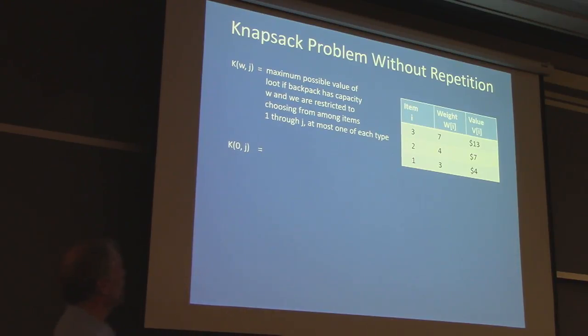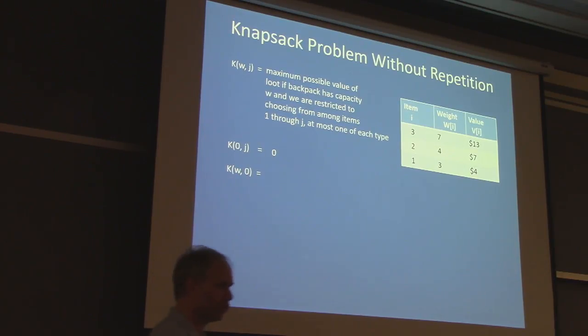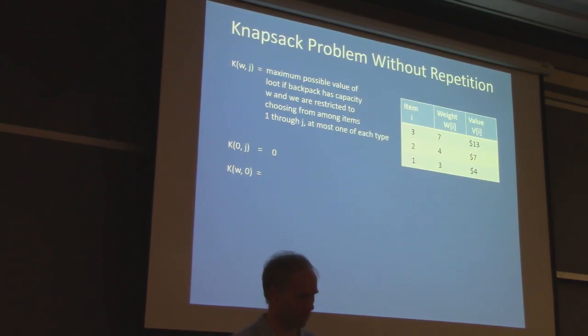So let me show you how that works. K of 0, J. So what's the best you can do if your knapsack holds 0 pounds? Doesn't matter what J is, that's 0. Okay? What if you got a knapsack that has some non-zero capacity, but you're not allowed to choose any items? Presumably because you've already chosen those items, right? That's 0.